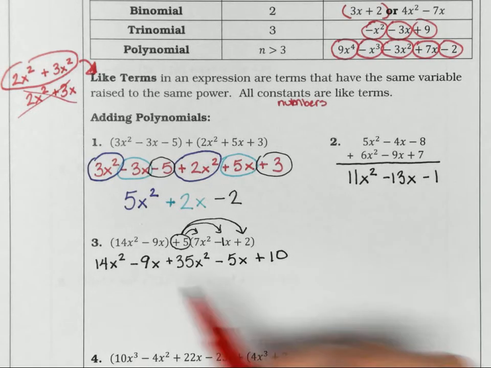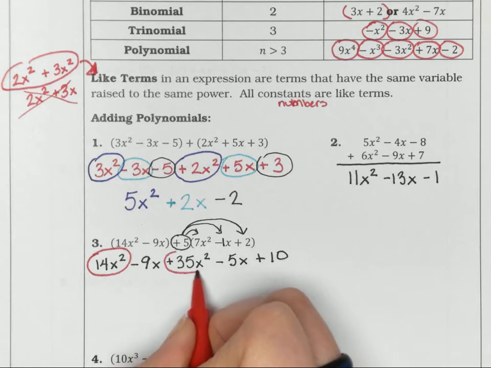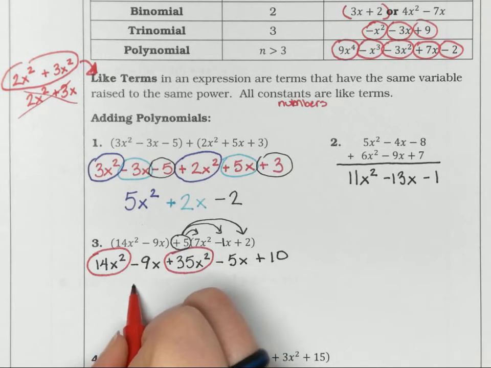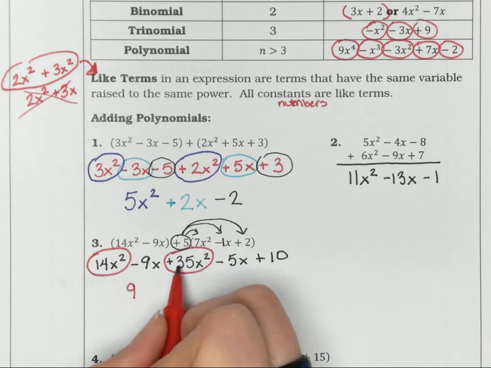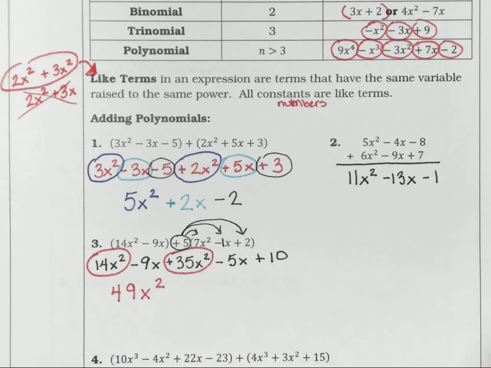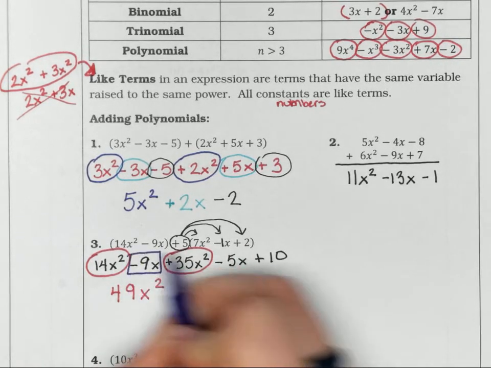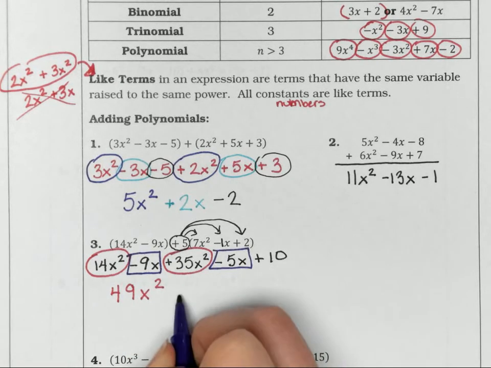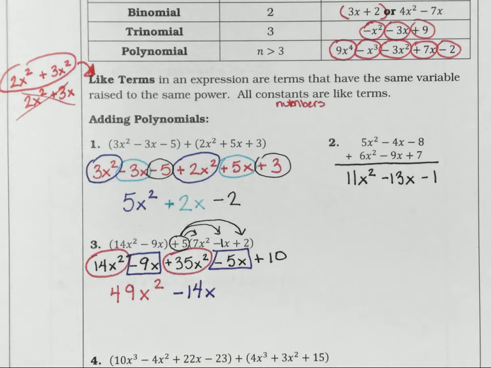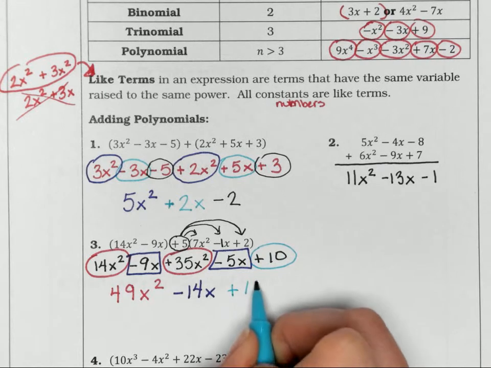And now I'm just going to add up my like terms. 14x squared plus 35x squared. We have 4 and 5 make 9, 3 and 1 make 4, 49x squared. And then I have a negative 9x and negative 5x, which makes negative 14x. And then I'm left with this 10. And I just bring it down.